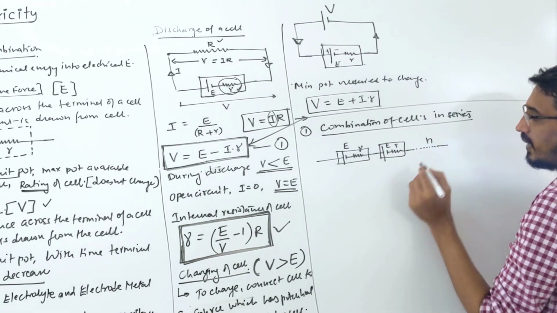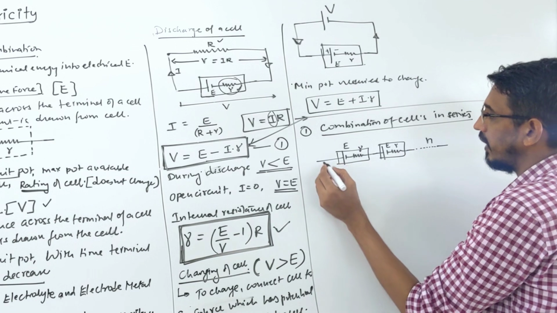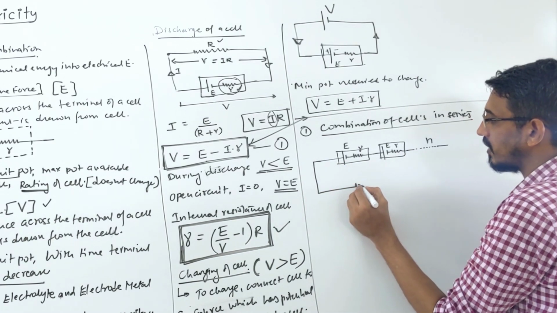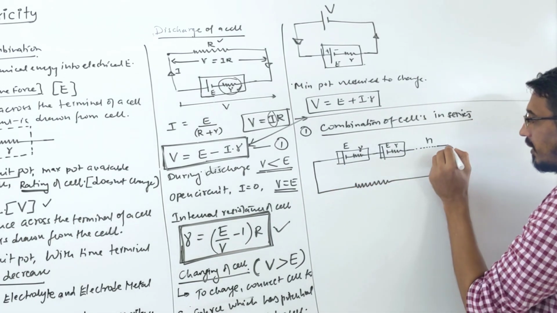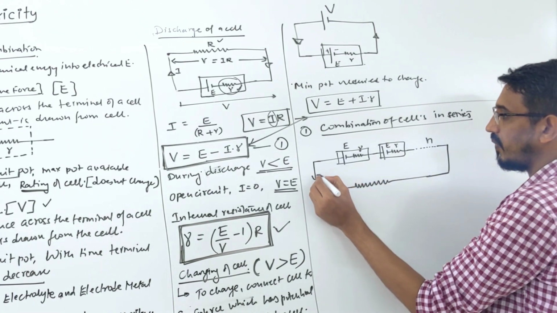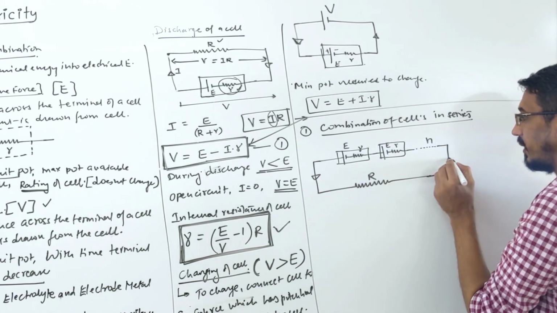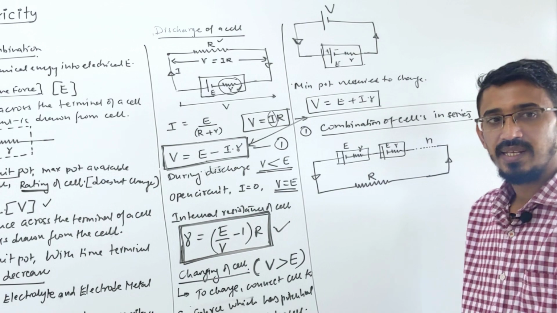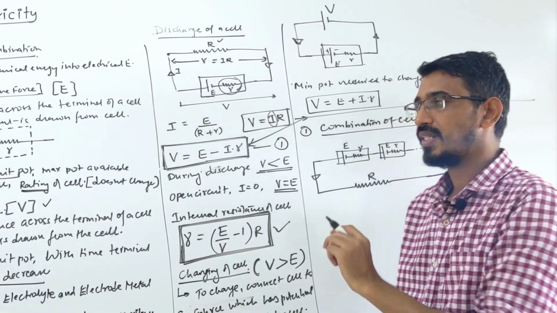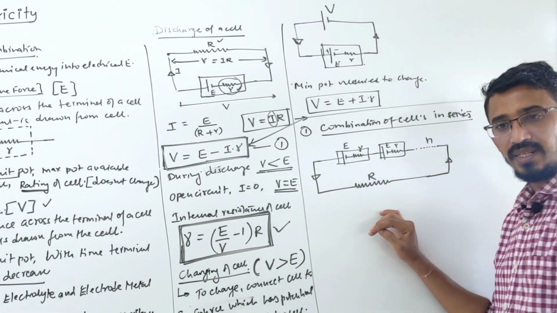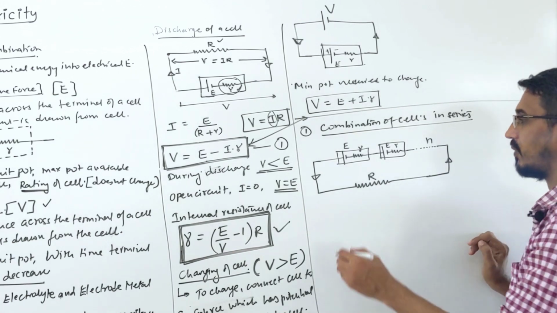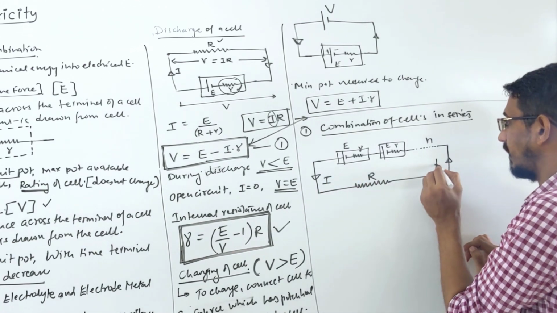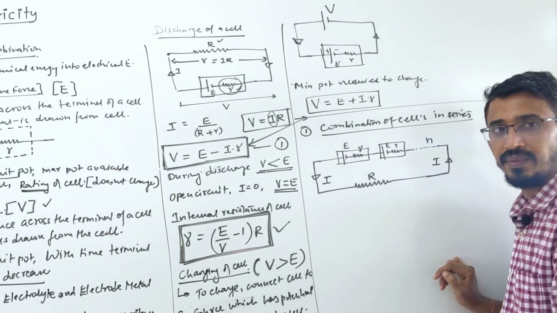Say N number of cells are connected in series, back to back, and all are connected to some external resistance R. They are supplying current to the external resistance, and current will flow like this. We are interested in knowing how much current will flow in this circuit.